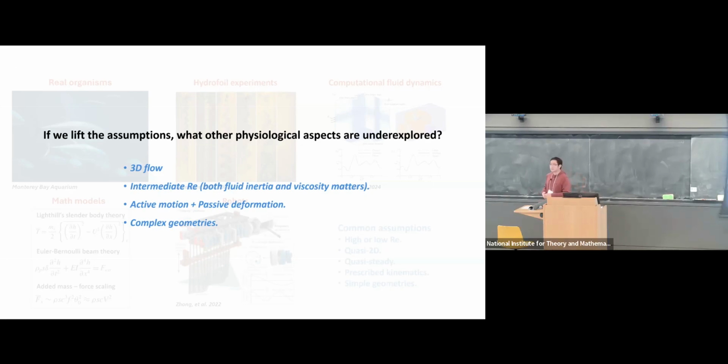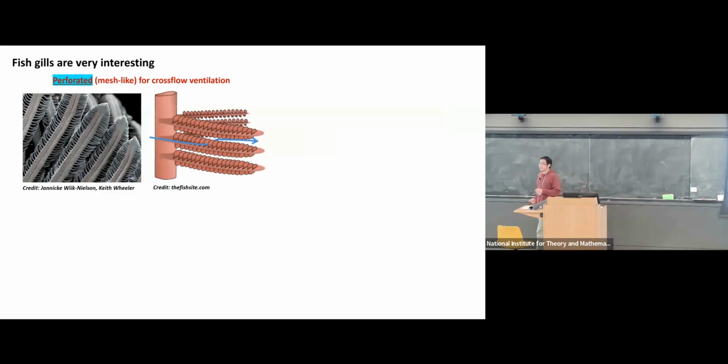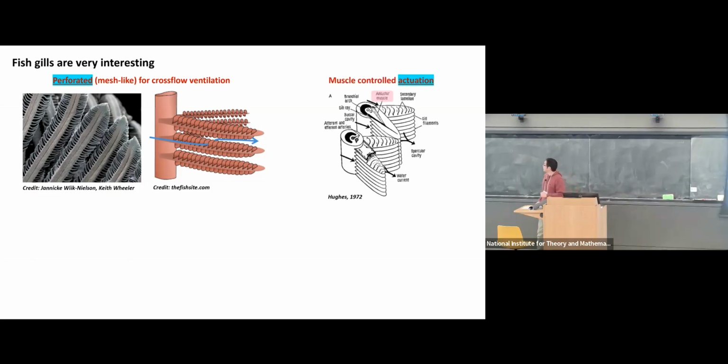So I looked at fish and I thought, fish gills are really interesting. These are respiratory organs on the fish. And if you look at the microscopic structures, they are perforated. They have these primary lamella and the secondary lamella that intertwine into this mesh-like structure for cross-flow ventilation. And then biologists have also found that they have muscles, so the fish are able to control the actuation, its motion, for its purpose.